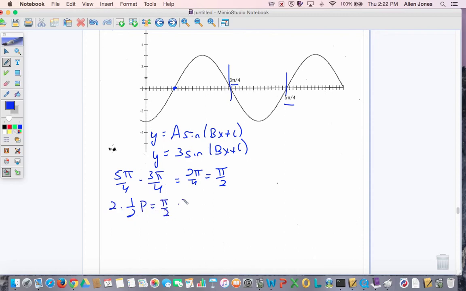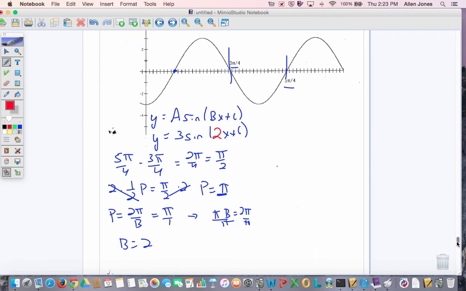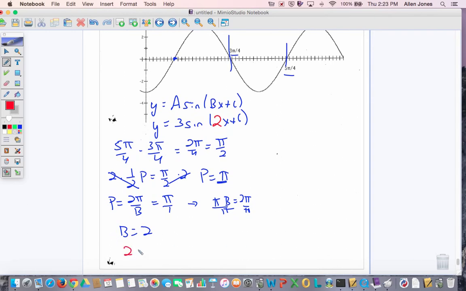So, setting up that equation, 1/2 of a period equals that distance of pi over 2. I'll multiply both sides by 2 so I can find out what 1 full period is. 1 full period is pi. In a generic sense, in terms of b, 2 pi divided by b, so we're going to set that equal to pi over 1 by making this substitution here. We'll cross multiply. Pi times b equals 2 pi times 1, divide by pi, and b equals 2. So we found our b value up here to be 2.